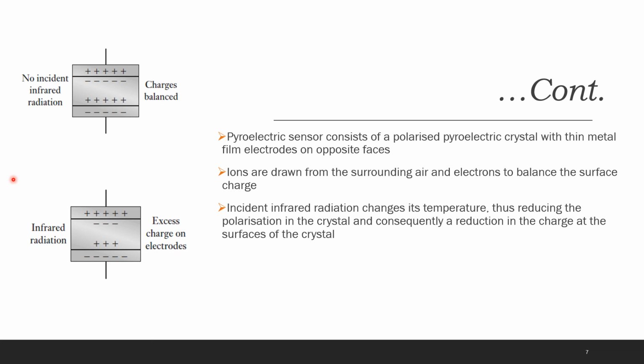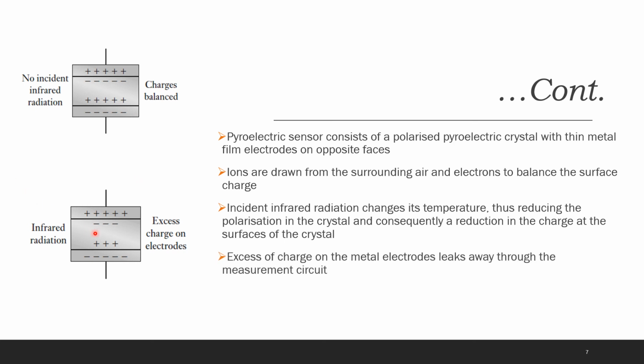Now, when there is an incident infrared radiation, as in the second case, the temperature of the pyroelectric material increases and it reduces the polarization, which we see in the second graph in the previous slide. Due to this, there will be a reduction in the charge at the surfaces of the crystal. We can see that in the second figure. Here, due to the incident infrared radiation, the temperature of the middle portion, the pyroelectric crystal, increases. The increase in the temperature reduces the polarization and the number of positive and negative pairs reduces as compared to the first figure.